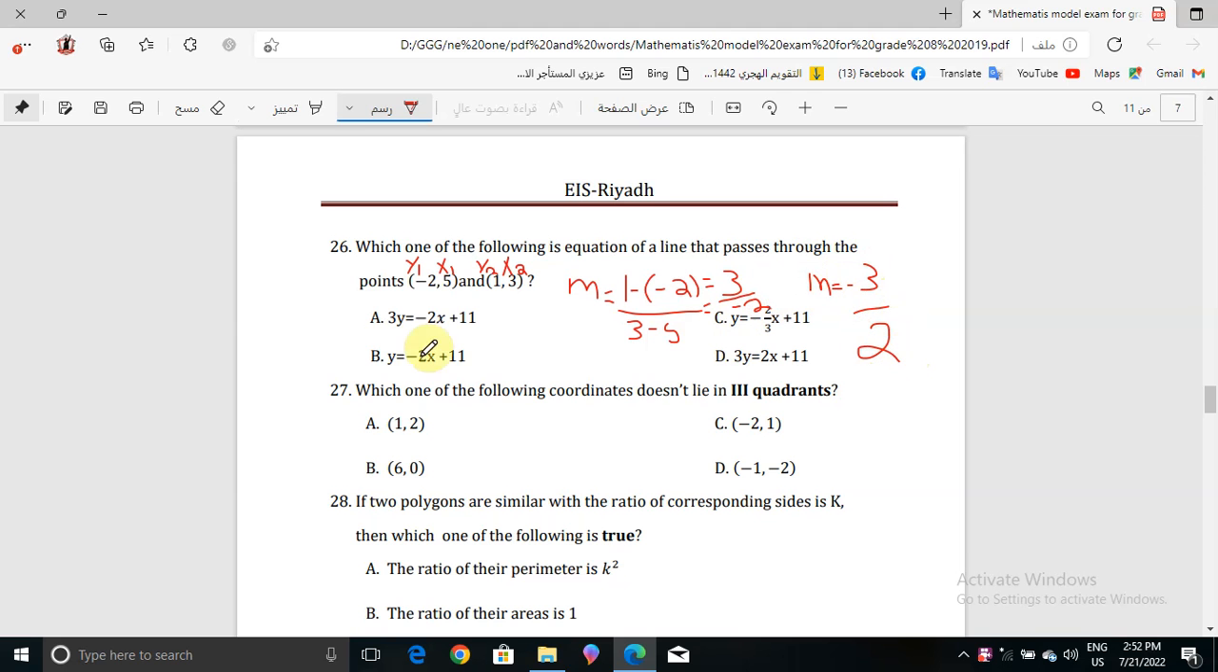But here there is a problem in the answers. Actually, the correct answer will be choice C. Why? Because the slope is negative 3 over 2, not 2 over 3. They are wrong here. It will be negative 3 over 2x plus 11. So the correct answer for question number 26 will be choice C.